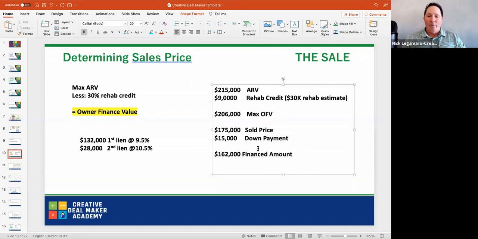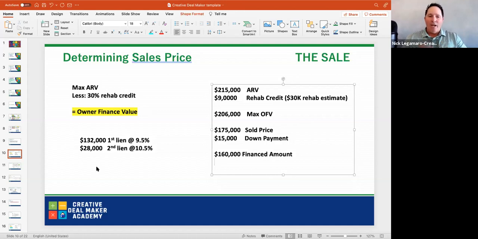So this amount I'm going to finance is the $162,000. Excuse me, that's actually 160. That's a typo there. Let me change that real quick, so we're talking about the right thing. 160 is the finance amount. And over here, that means I write a $132,000 first lien at 9.5% and a $28,000 second lien.